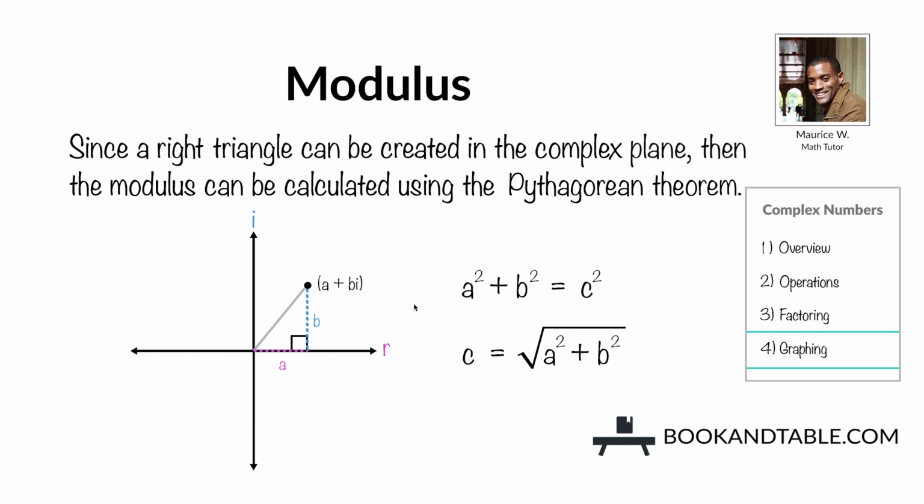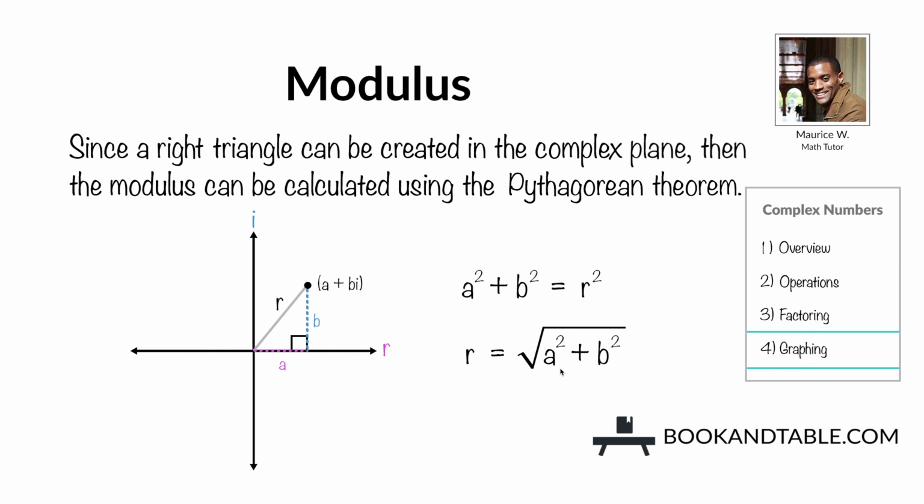So since a right triangle can be created in the complex plane, the modulus can be calculated using the Pythagorean theorem. The Pythagorean theorem tells us that for a right triangle with sides a, b, and c, c being the hypotenuse, a squared plus b squared is equal to c squared. And if you're solving for c, the hypotenuse, you'd take the square root of both sides, giving you c is equal to the square root of a squared plus b squared.